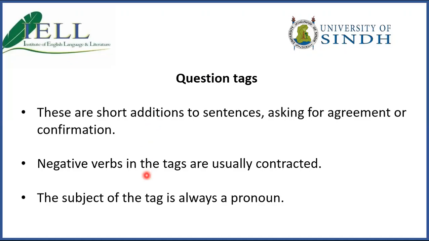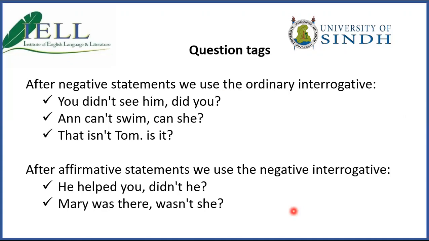Negative verbs in the tag are usually contracted. The verbs that are used in the negative form, we usually use in their contracted form. The subject of the tag is always a pronoun. So these are the things that we need to remember. Here are some common question tags. After negative statements, we use the ordinary interrogative. Here are the examples which will make it clearer.